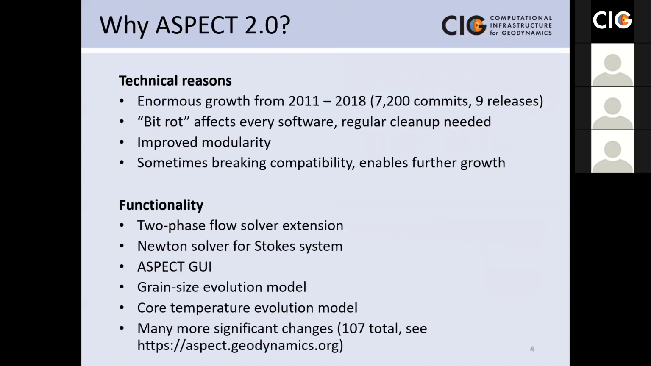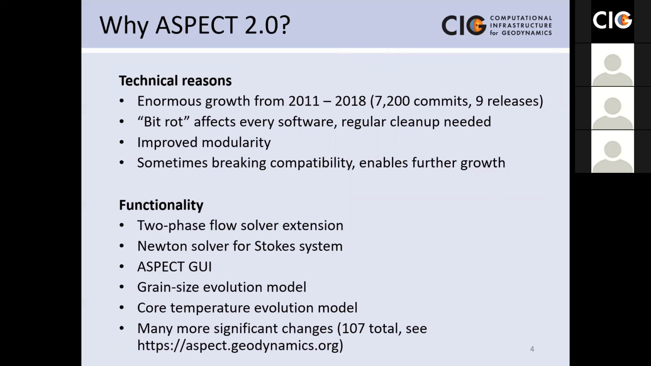So let's come to ASPECT 2.0. Why did we decide to make a new major release for ASPECT, and what are the reasons behind that? There are essentially 2 main points: technical reasons and new major functionality. The technical reasons are that ASPECT has grown enormously over the development time from 2011 to 2018. We now have over 7,000 commits on GitHub. We had 9 releases in that time. We have much more functionality than at the beginning.